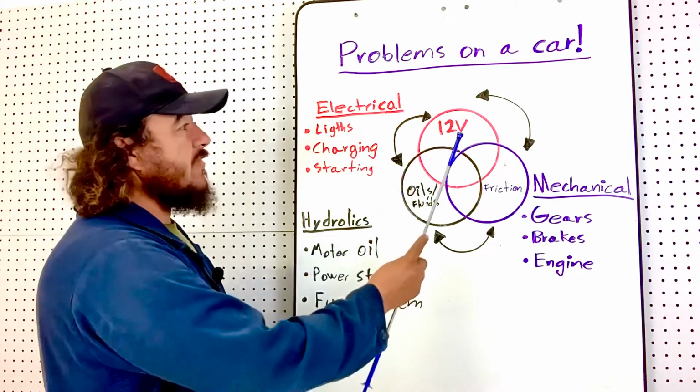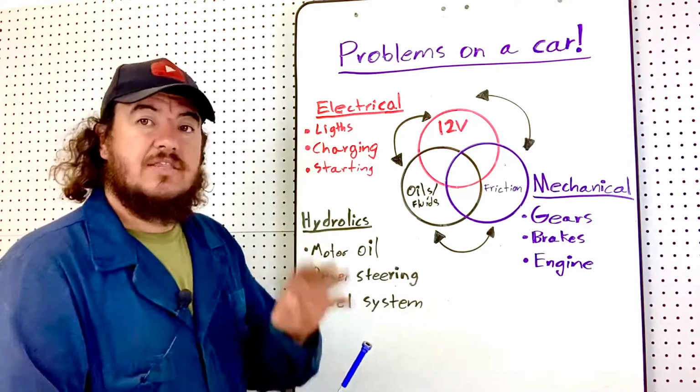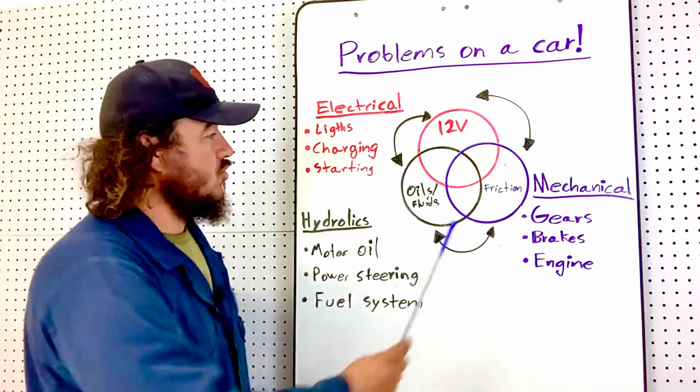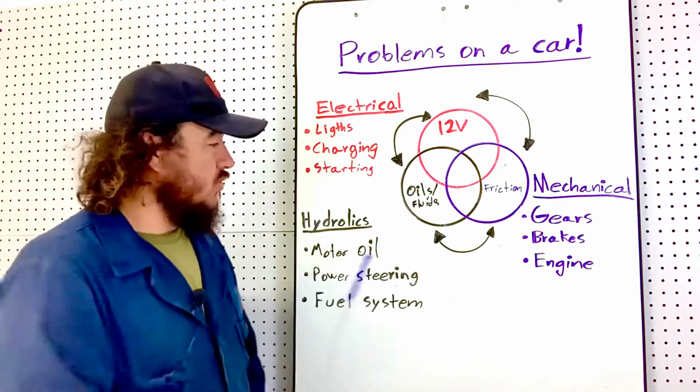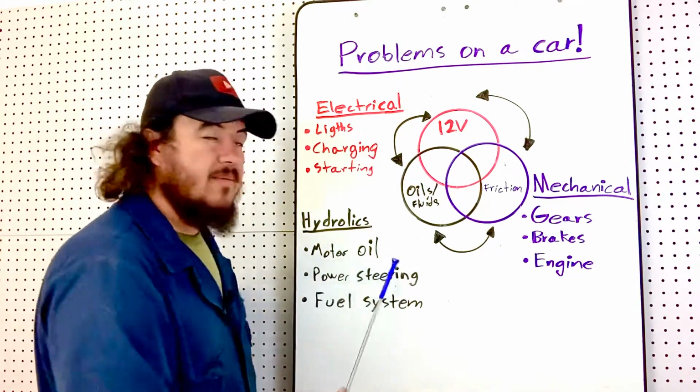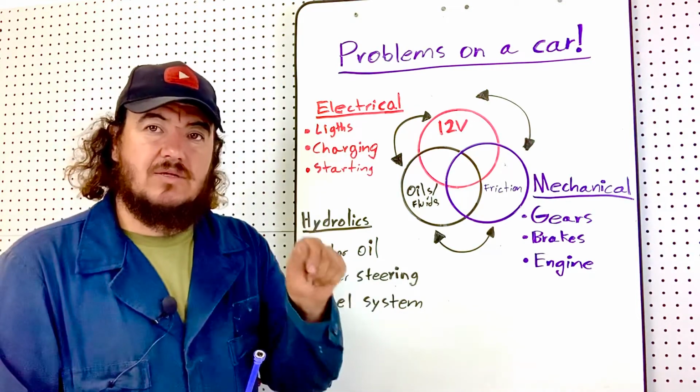So now you get a light in the dash telling you, hey, there's an oil problem. So you pull over and then you check your fluids. Now you're checking the oil level on your engine and you find out that the oil is good.